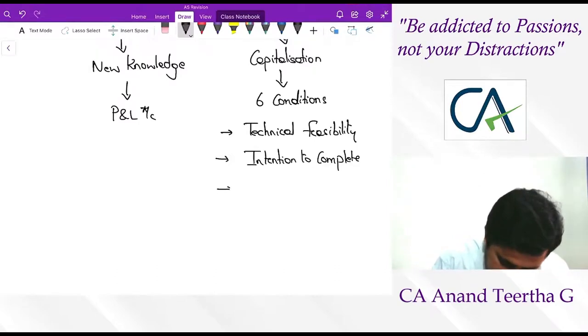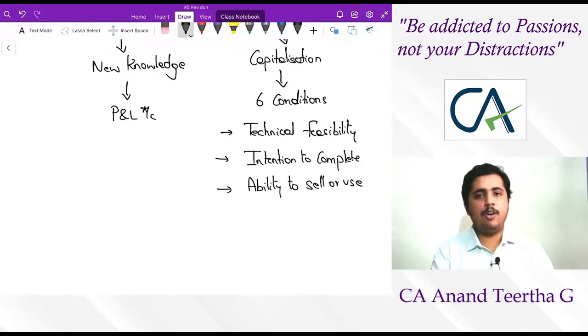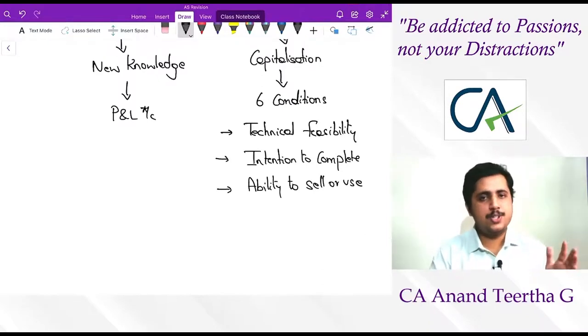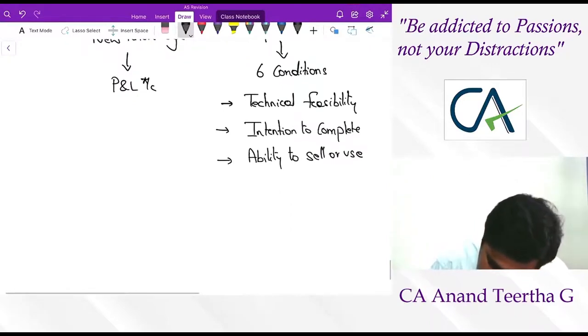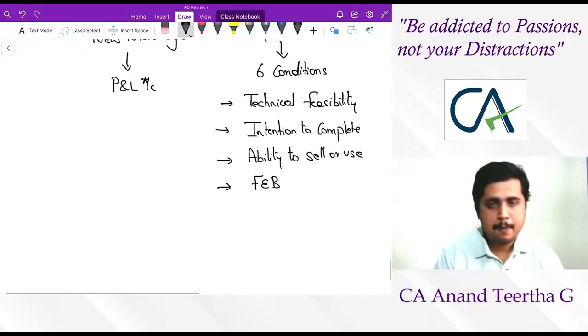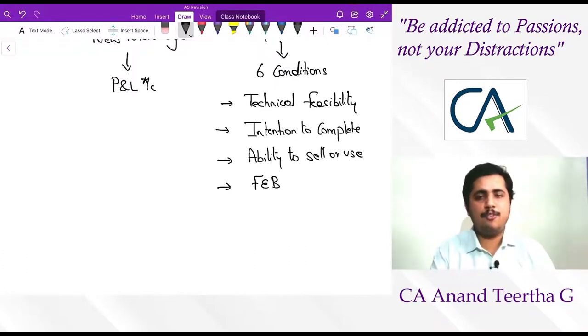Then third one, there has to be ability to sell or use. So basically, without ability to sell, you just generate something, it doesn't lead to future economic benefit, then there is no point. So there has to be an ability to sell. So once the ability to sell is adopted, then future economic benefit will come into picture. So this should acquire a future economic benefit for our consideration. So whatever you are doing, there has to be a future economic benefit through this particular asset.